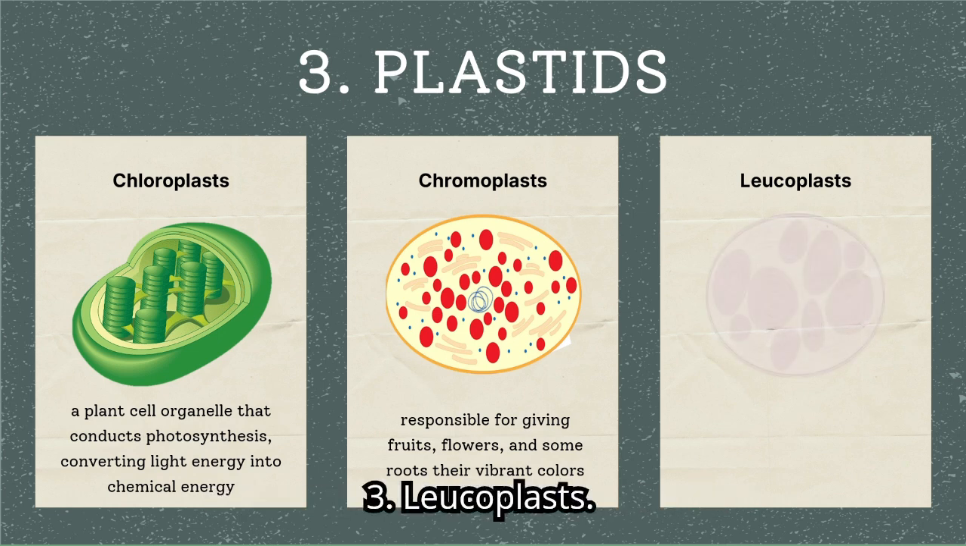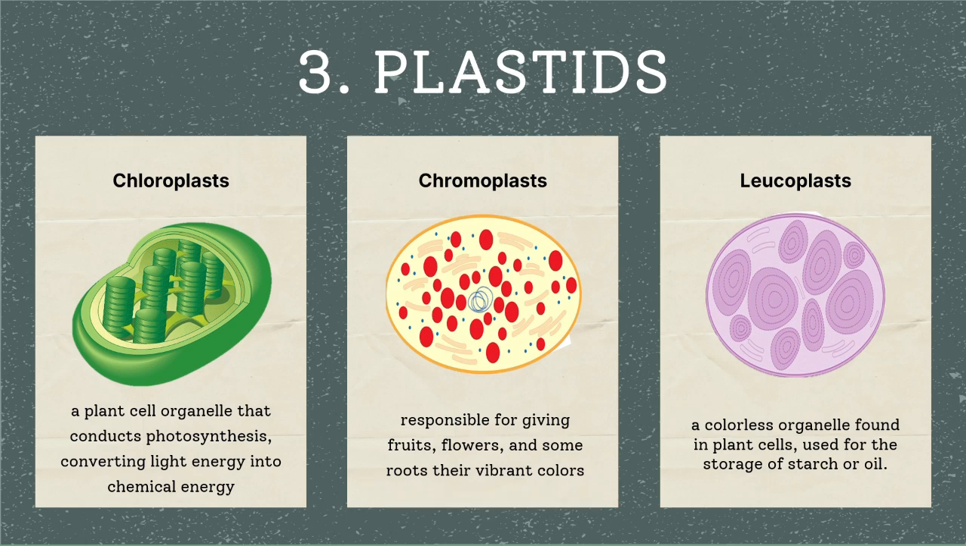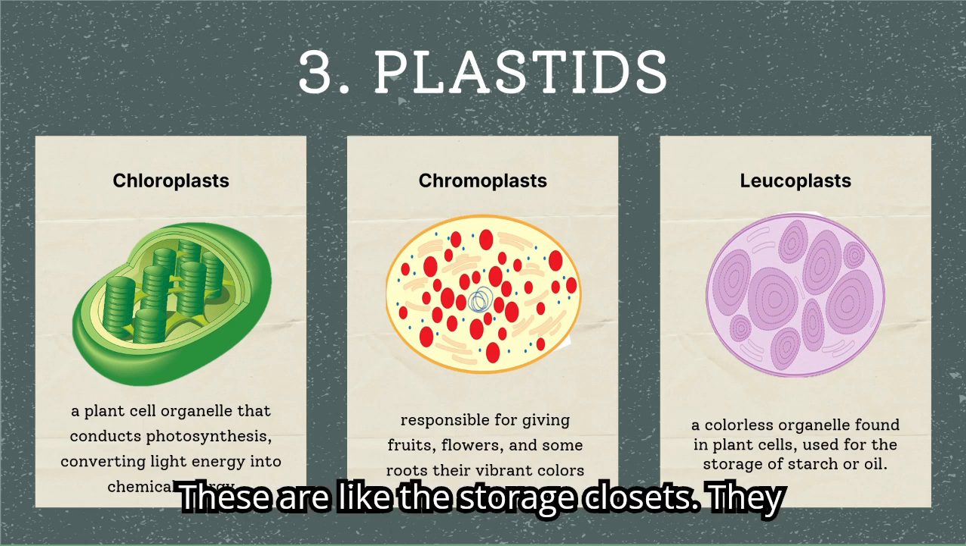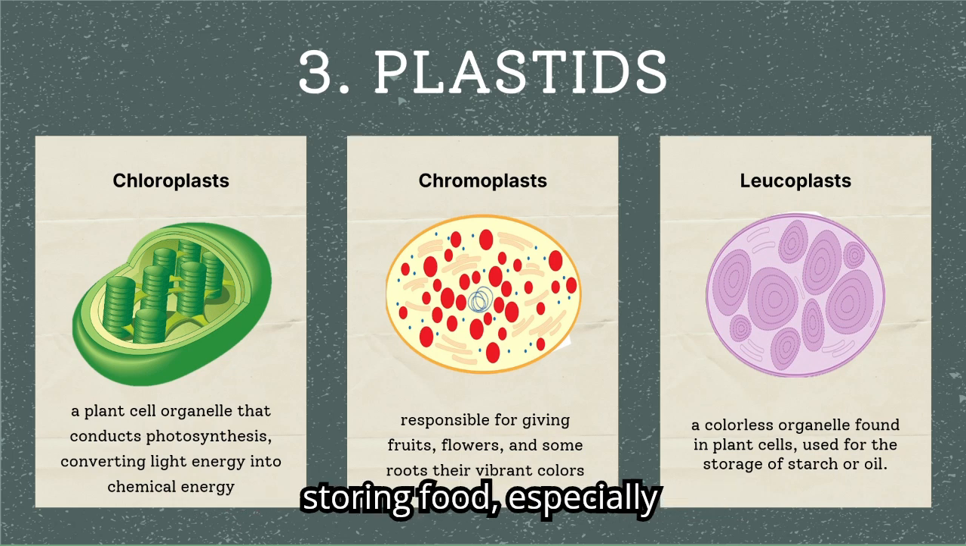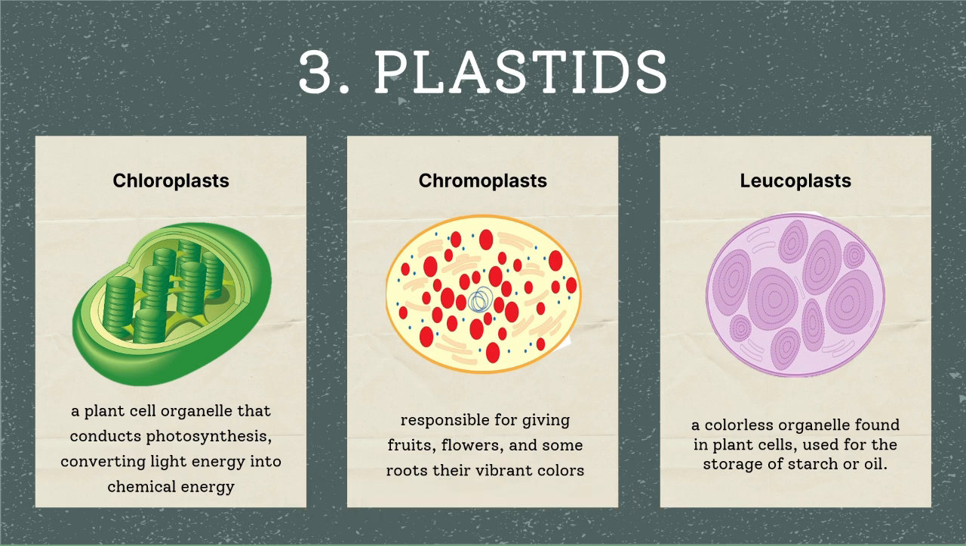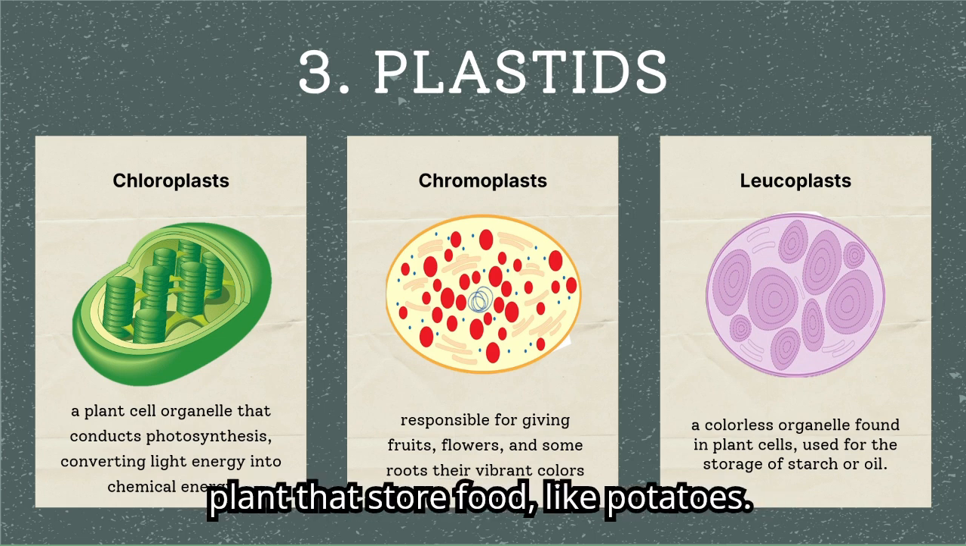Number 3. Leucoplasts. These are like the storage closets. They are colorless and are mainly used for storing food, especially starch, oils, or proteins. You'd find a lot of them in parts of the plant that store food, like potatoes.